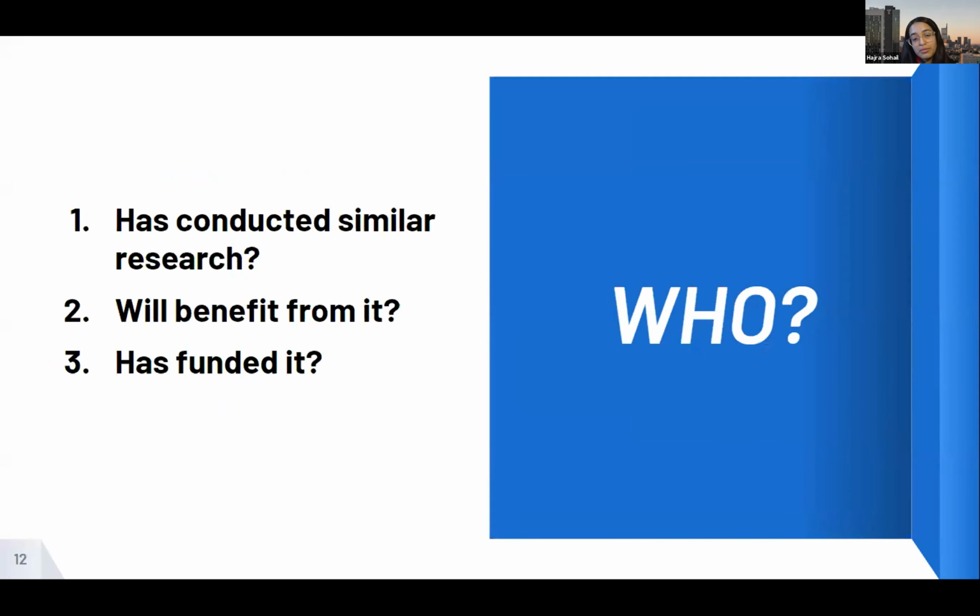So the first W is who. When you're looking at literature or your topic or any specific project, ask yourself who has conducted similar research, who will benefit from this new project that I might be doing, or who will benefit from previous studies, and who has funded those projects. This will give you an idea as to what parties are interested in the project and how it has impacted past groups of people.